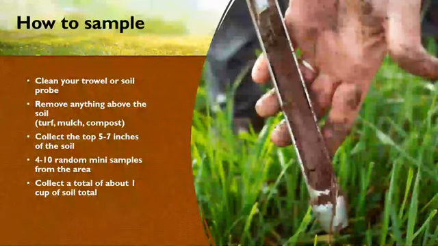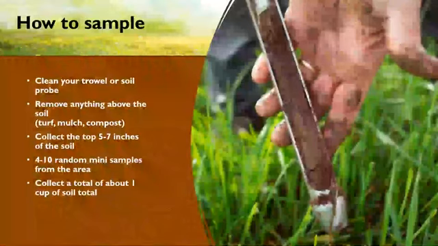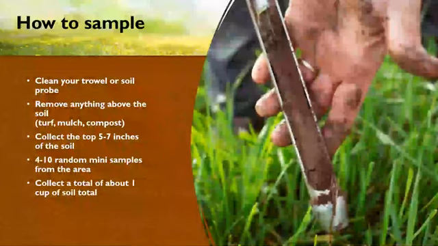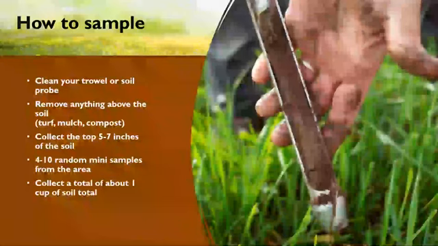Once you have that clean trowel or soil probe, and I will mention that a lot of county offices will let you borrow soil probes. You come in and you may or may not have to put down a little deposit. Generally we ask for a check, and then we just give that check back to you when you return it. Soil probes do make things a lot easier and a lot faster. But if you don't have one, you can definitely use a trowel or even a shovel.